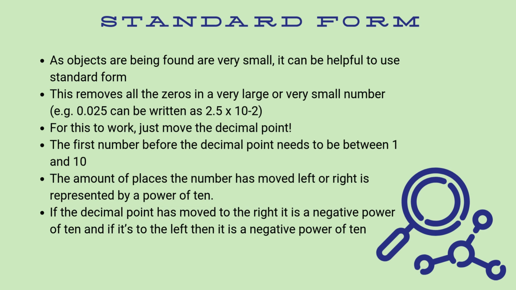The first number before the decimal point needs to be between 1 and 10. The amount of places the number has moved left or right is represented by a power of 10. If the decimal point has moved to the right, it is a negative power of 10. And if it's to the left, then it is a positive power of 10.